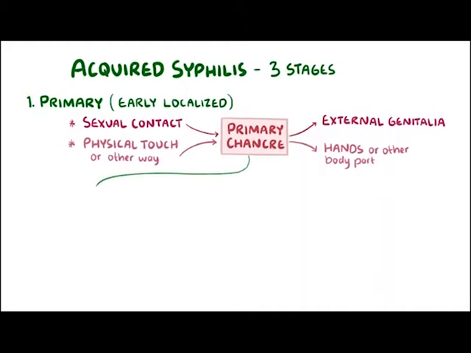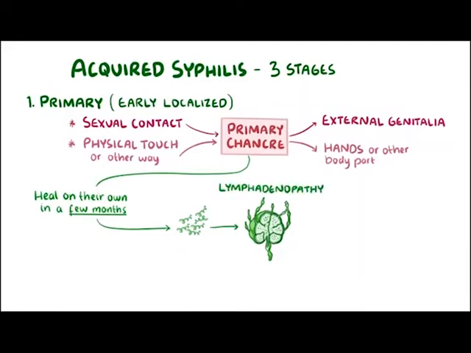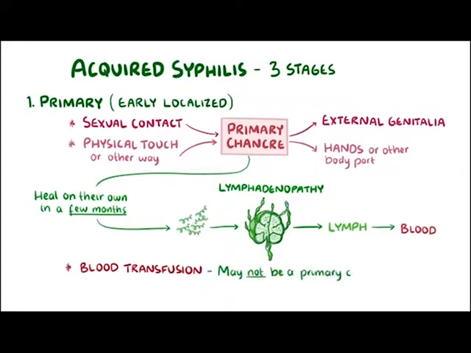Syphilitic chancres typically heal on their own over a few months. But during that time, some spirochetes go to nearby lymph nodes, where they cause lymphadenopathy, which is lymph node enlargement. And then they get into the lymph, and finally into the bloodstream. If syphilis is acquired through something like a blood transfusion, then there may not be an early localized stage at all, and no primary chancre.